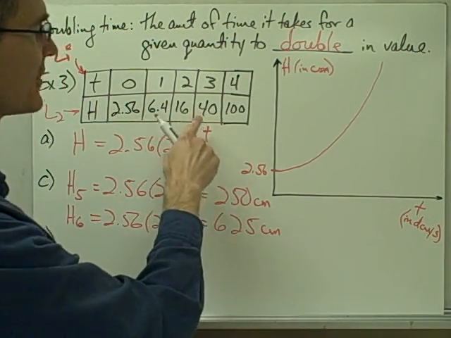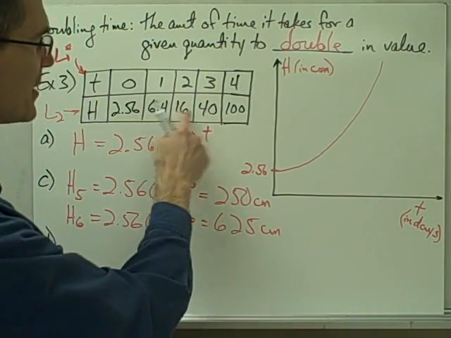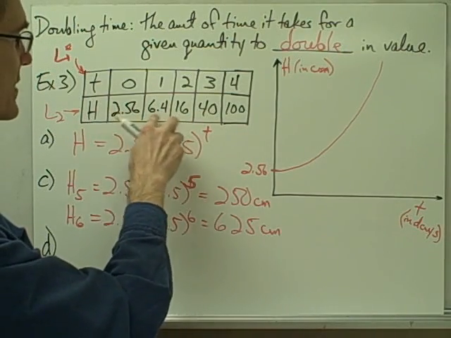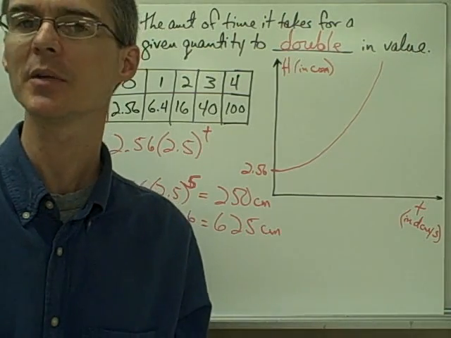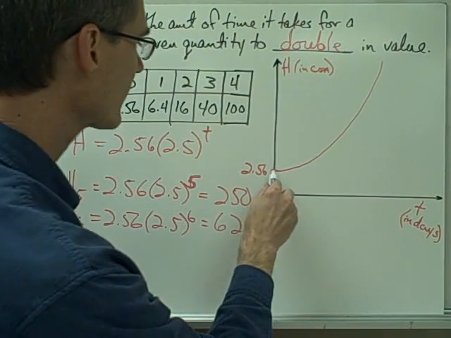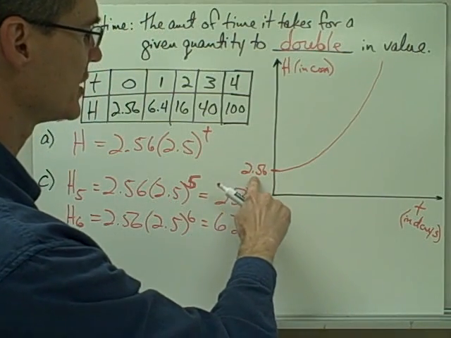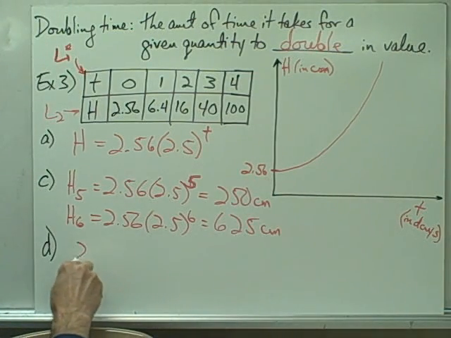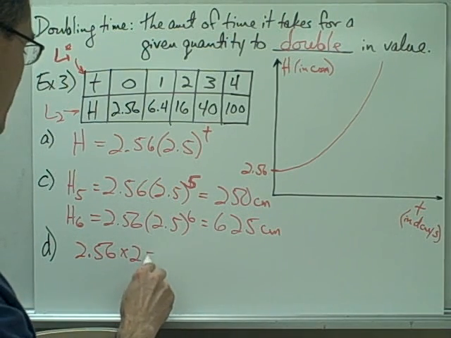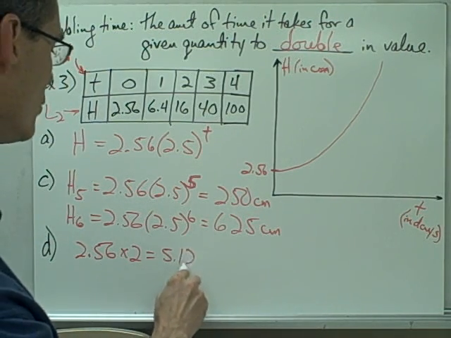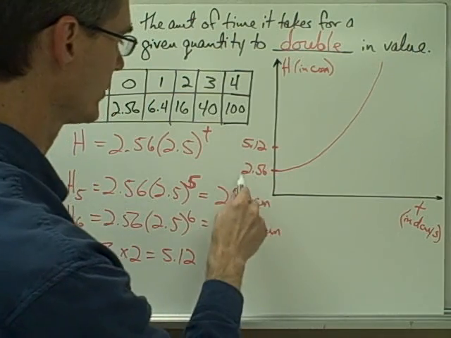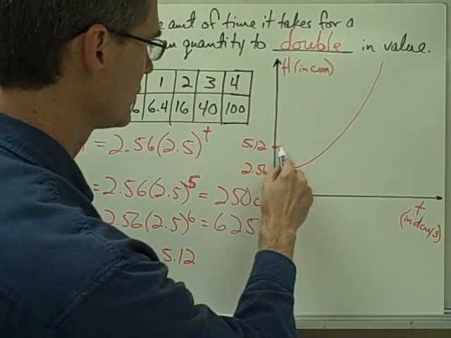So I'm going to expect that the doubling time of this plant is going to be something less than one day, since in one day it's growing more than twice the amount that it started with. So I'm expecting that the doubling time is going to be less than 1. So let's see if that turns out to be the case. So I want to know what's the doubling time. Let's say I start with this initial value here, 2.56. So 2.56, when the height of this plant doubles, so 2.56 times 2 is 5.12. So I want to know how long does it take the plant to grow from 2.56 centimeters to 5.12 centimeters.